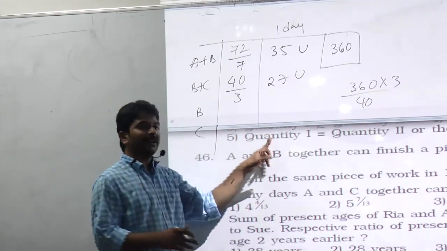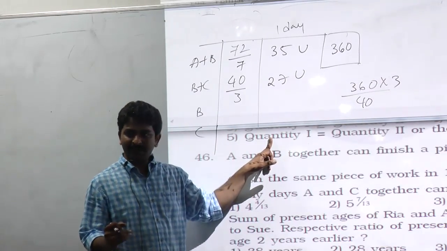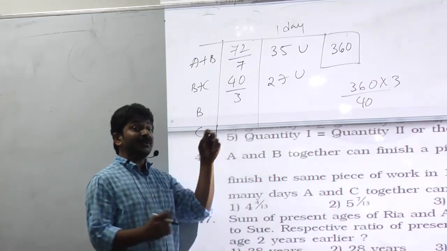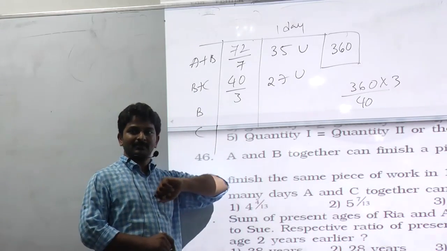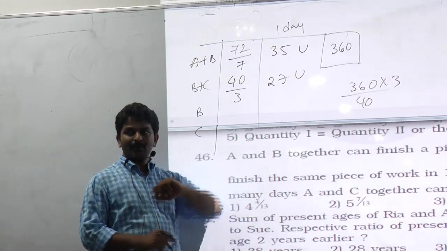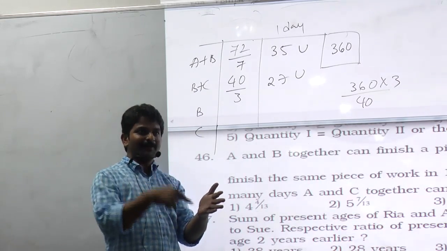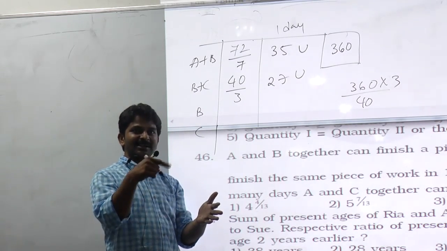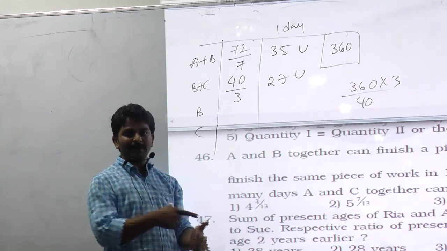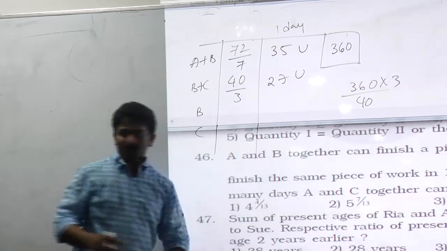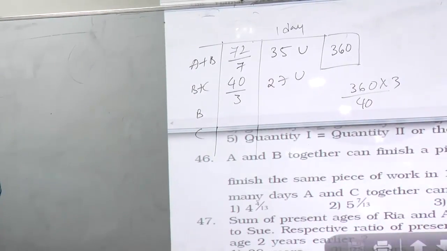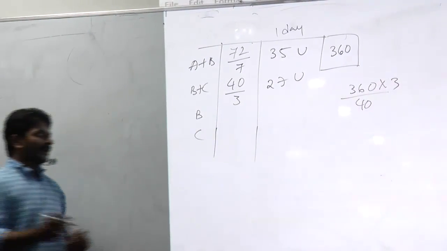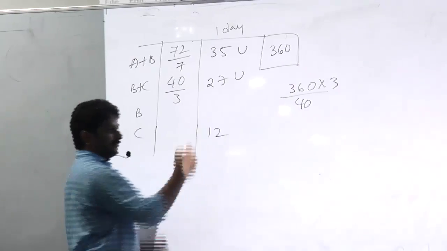So C should get definitely less than 13.5. Yes or no? And B's efficiency is 25% more. C must be a multiple of 4, because to calculate 25% we divide by 4. So C must definitely be a multiple of 4, less than 13.5. Let's go for 12 for time being.